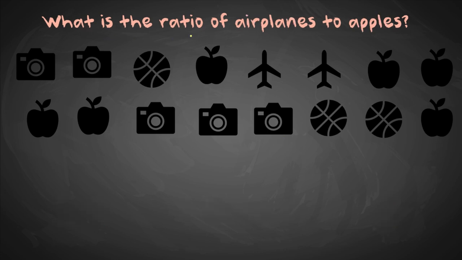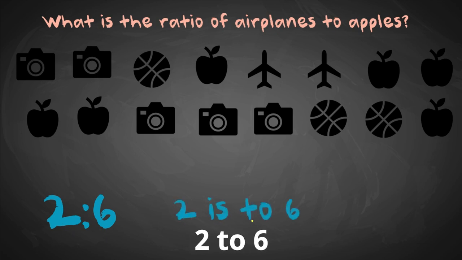Let's have another one. What is the ratio of airplanes to apples? So again, let's count the number of airplanes and the number of apples. So we have 2:6. Dalawang airplanes at 6 na apples. Pwede rin isulat ng paganito, 2 is to 6. Or paganito, 2 over 6 in fraction form.